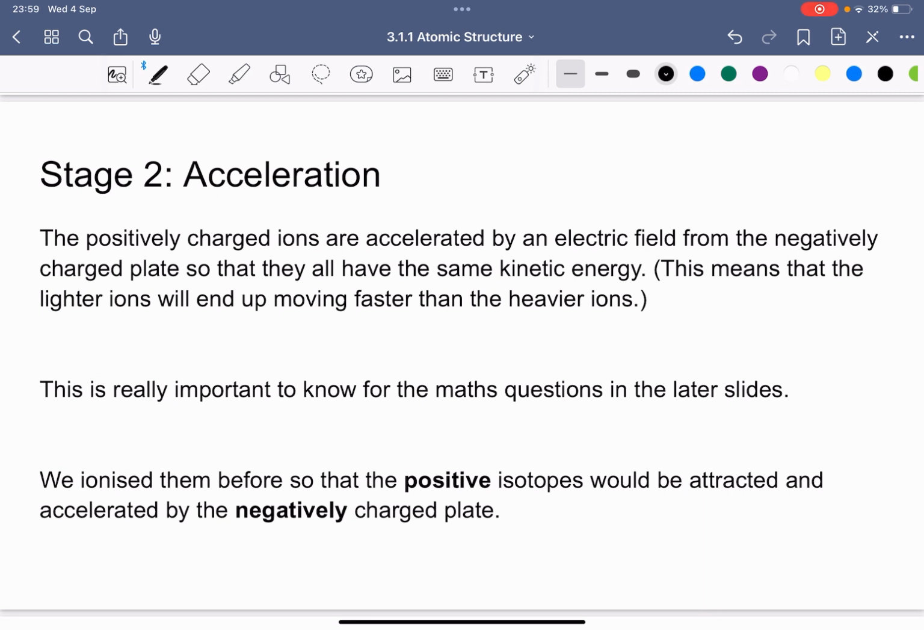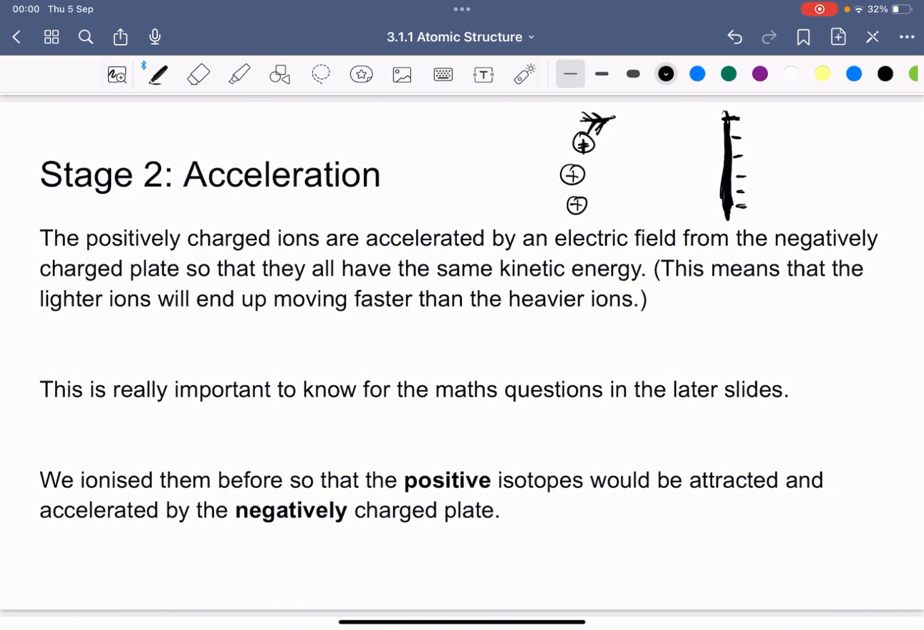We ionized them before so that the positive isotopes will be attracted to and accelerated by the negatively charged plates, okay? So this represents our negatively charged plate, and here are our positive ions. Now, because this plate is negative, the ions are accelerated.